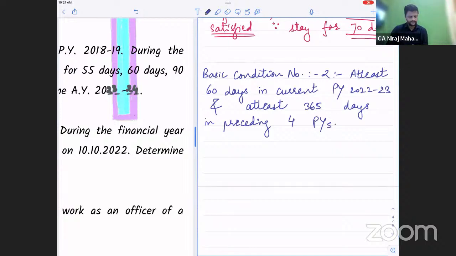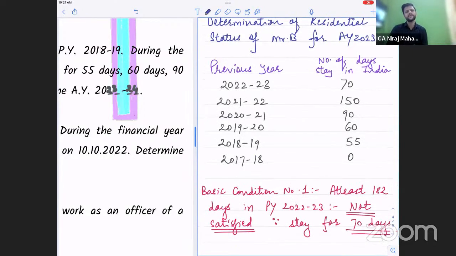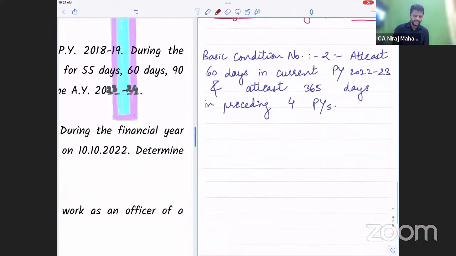Yes, sir. And which previous years, that also we have seen from the table. Now it becomes easy for us. Which, bacho? Don't highlight this, but you understood. This one. 18, 19 to 21, 22. Is it okay? All right. So we'll write down whether satisfied or not satisfied.